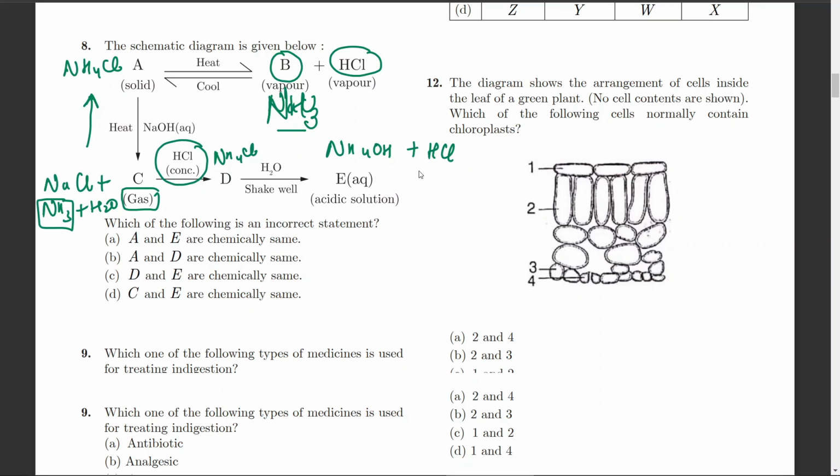So here you can see that B is ammonia, A is ammonium chloride, C is ammonia again, D is ammonium chloride and E is ammonium hydroxide plus hydrochloric acid. I hope this is clear to you. Now here we can see that A and E. Here we have ammonium chloride and we have ammonium hydroxide plus HCl, which is again ammonium chloride only. So E and A are chemically the same, right? Also A and D, right? A is ammonium chloride and D is also ammonium chloride. So this is also the same.